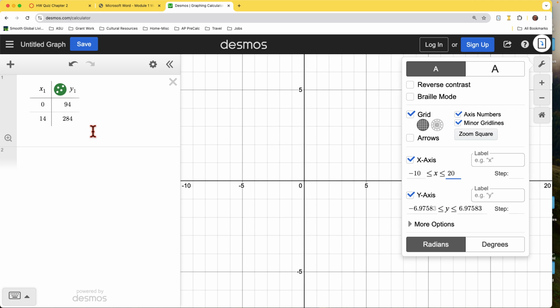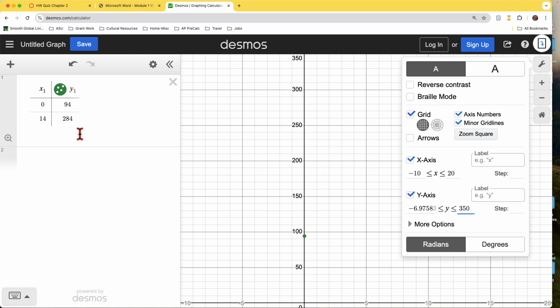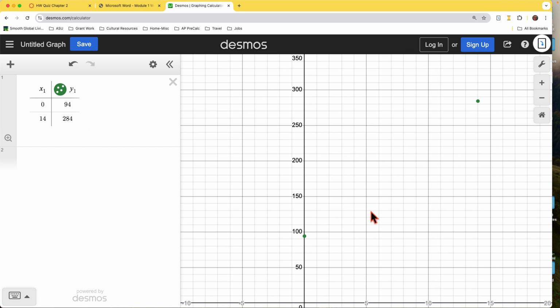The y value, 94, I see 284. Our y value needs to go up to maybe 350, just bigger than what the y value is. And when I've done that, then I see these little green points. Here's 0, 94. This one here is 14, 284. So I see the 2 points. It's put those in there for me.